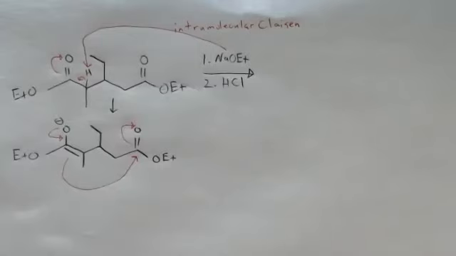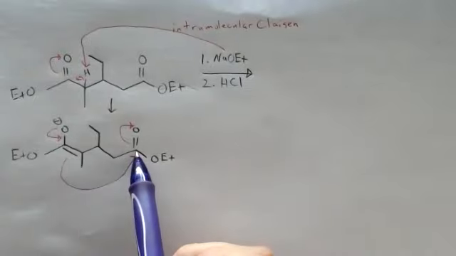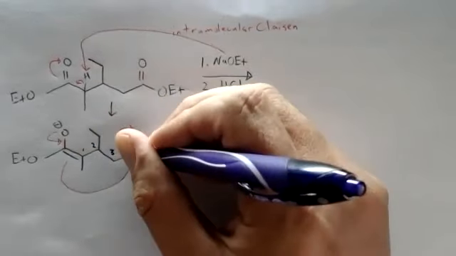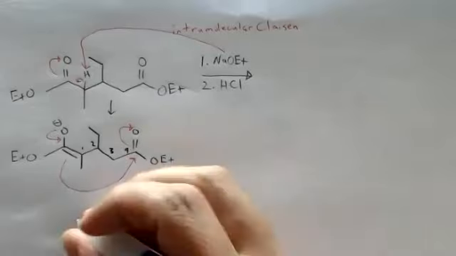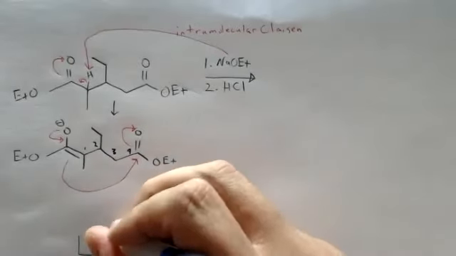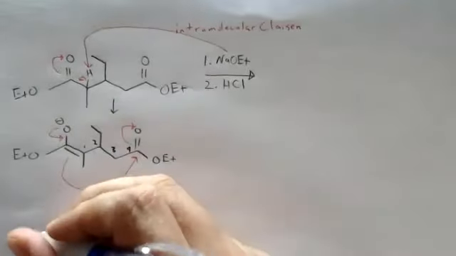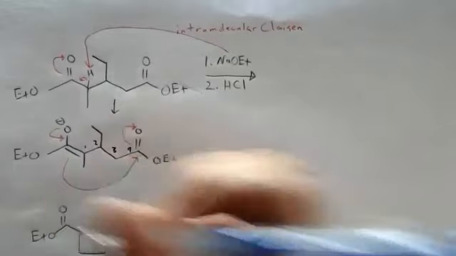And you got to think about where the connections are going to be. The connection is going to be from alpha carbon here to this carbonyl. That's 1, 2, 3, 4. So then we're going to have EtO like so.